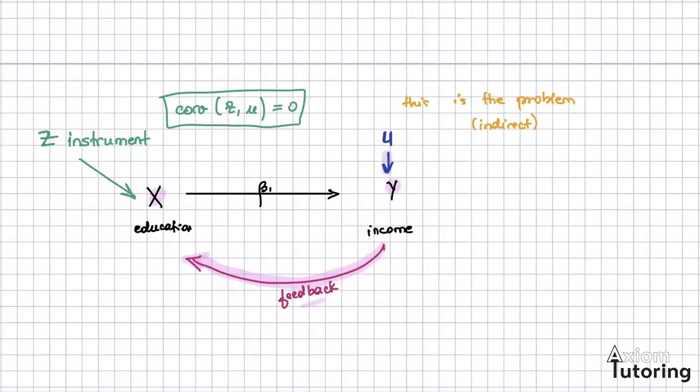Reverse causality creates this feedback path, error term, Y, X, that violates the fact that the covariance of X and the error term is 0, and a valid instrument breaks this path by providing clean variation in X.